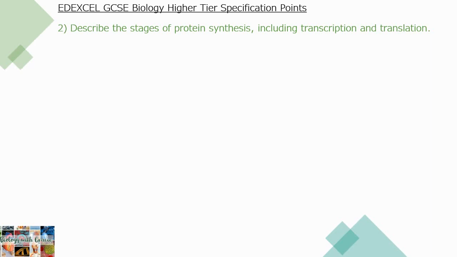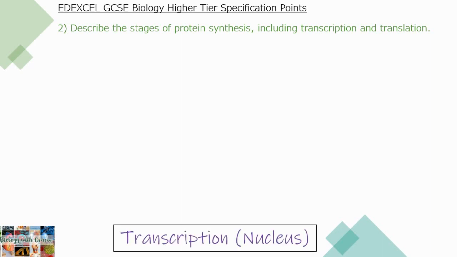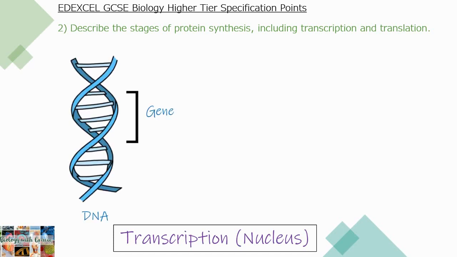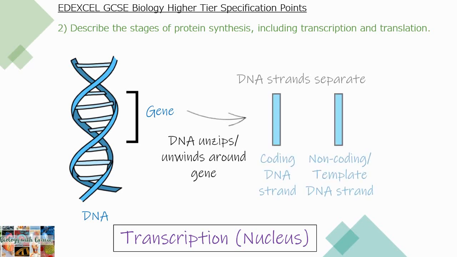So it's the stages of transcription and translation. Protein synthesis actually begins with the process of transcription, and this occurs in the nucleus. Here we have our DNA again and our gene, and the DNA does in fact unzip or unwind around the gene. This causes the DNA strands to separate. So there are 2 DNA strands. One is known as the coding strand, and the other one is known as the non-coding or the template DNA strand.